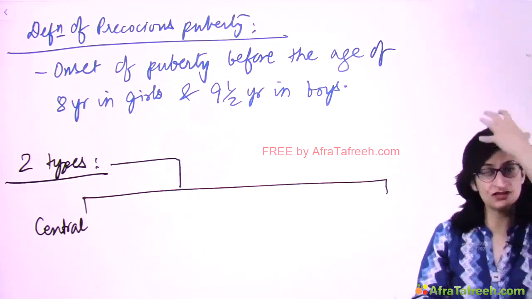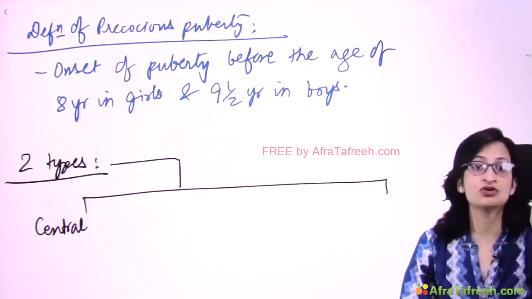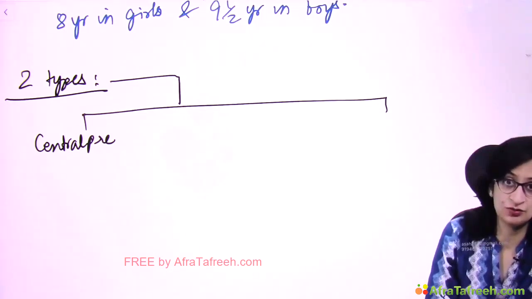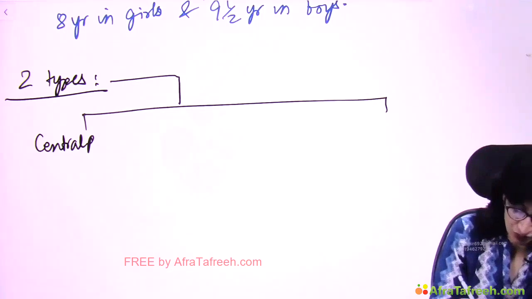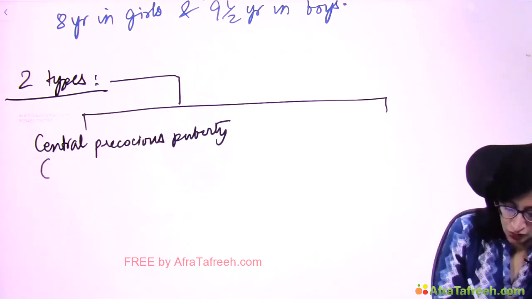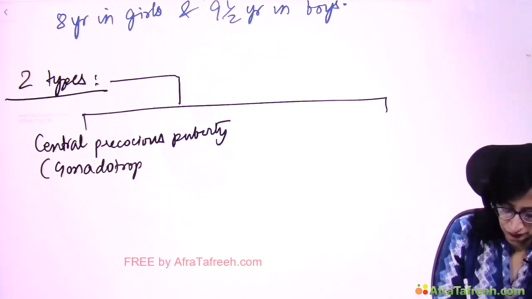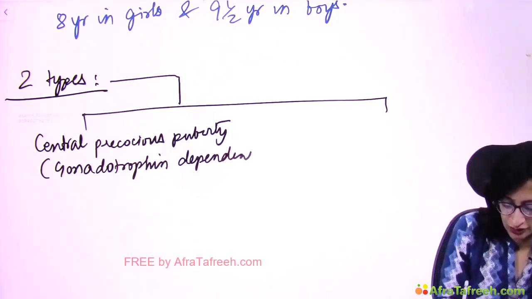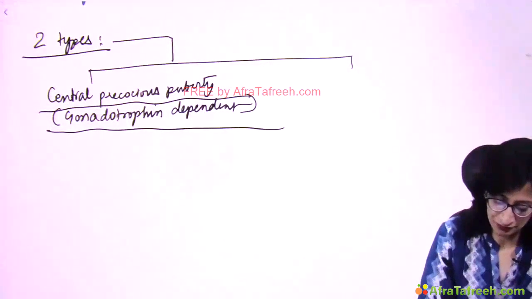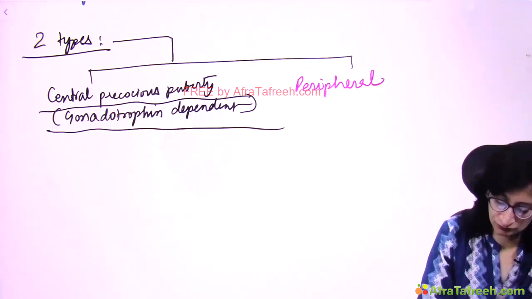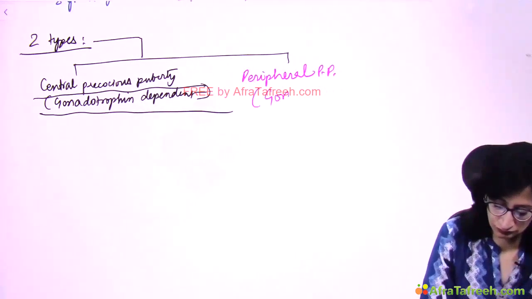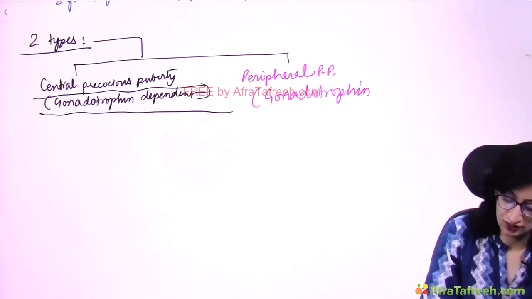Central precocious puberty is mediated by the brain center. It is also called gonadotrophin dependent precocious puberty. Or it can be peripheral precocious puberty, which is also called gonadotrophin independent.